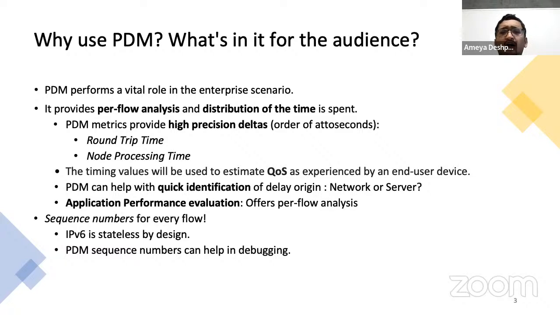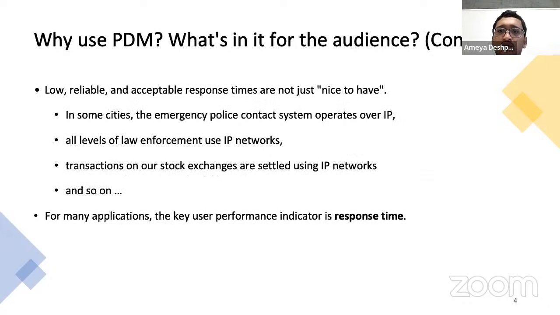Another thing PDM adds is sequence numbers. IPv6 is stateless by design. So sequence numbers can help you track every flow, the packets going, and it can help you in packet level debugging. Next slide, please.